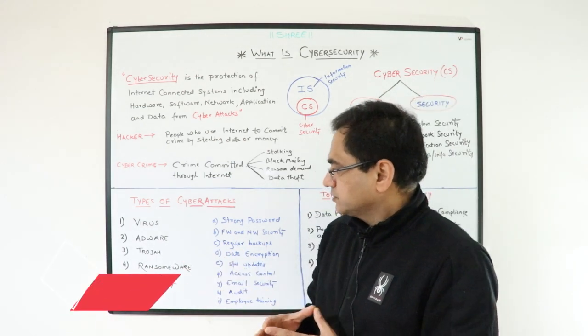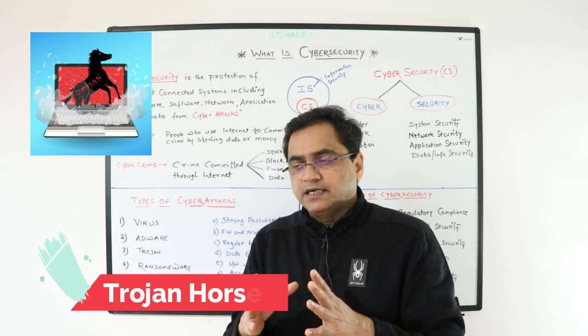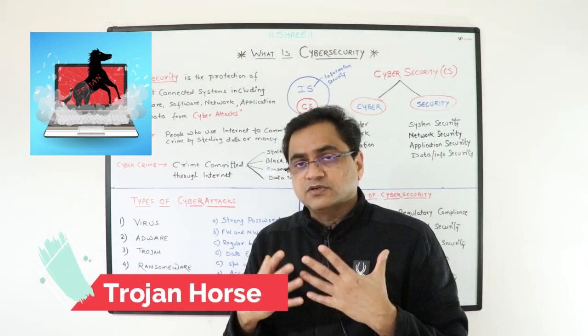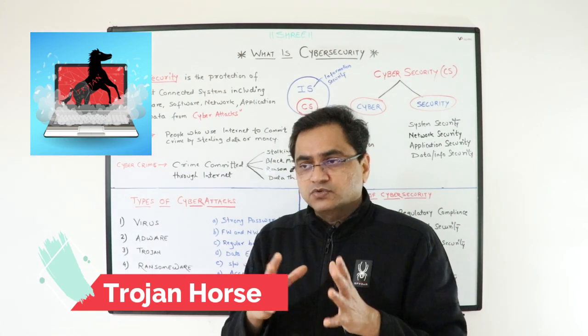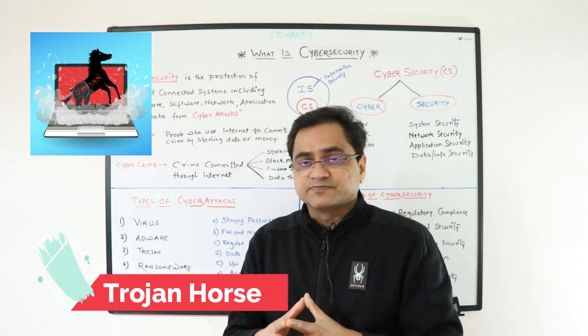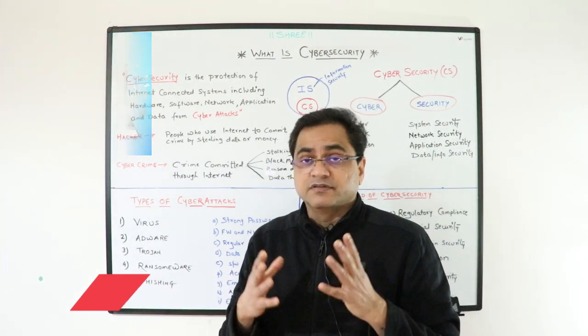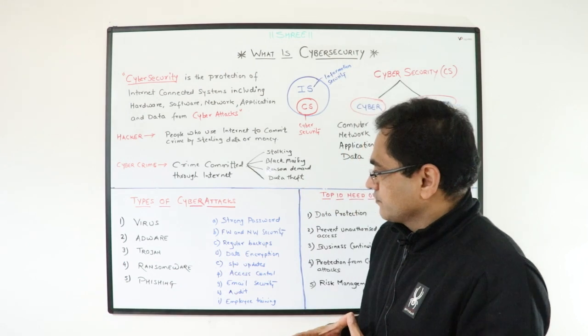Then comes Trojan horse. Trojan horse is again a kind of malware program, but it presents itself as a legitimate or useful software. A Trojan horse cannot replicate by itself, but it can install a virus. So it can steal the data or destroy the system, steal important information, and even log the system.